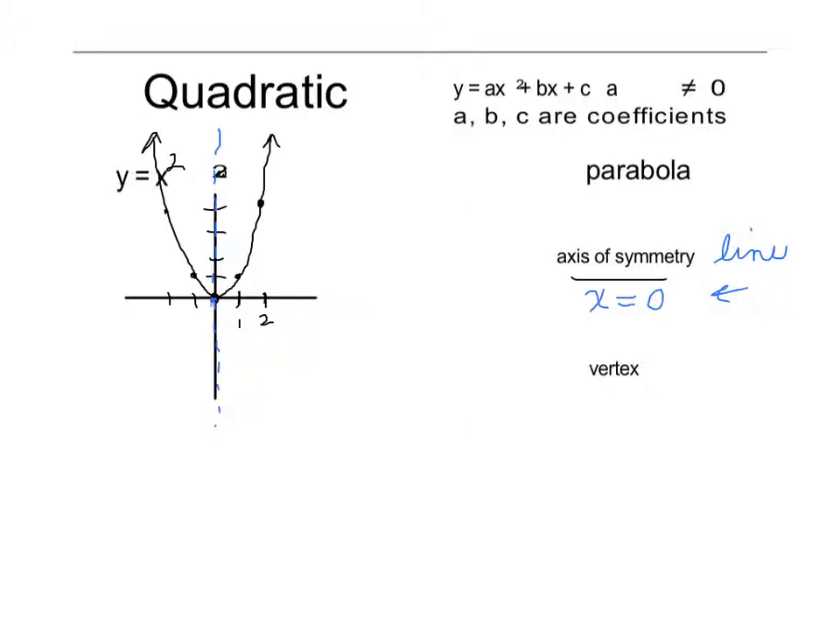The vertex of a parabola is either the lowest or the highest point. Of x squared, it would just be 0, 0. But the vertex is either going to be the maximum point. If I had a parabola that looked like that, the vertex would be the maximum. Or on this one, it would be the minimum point.